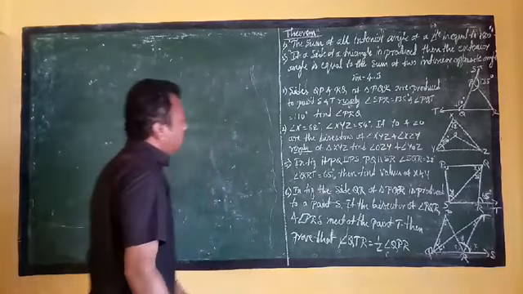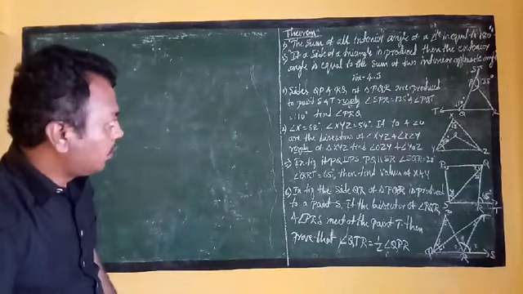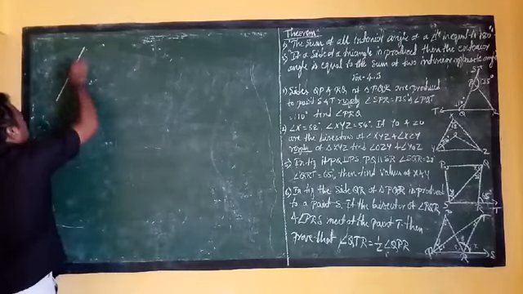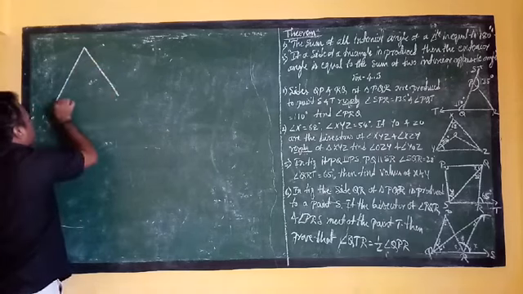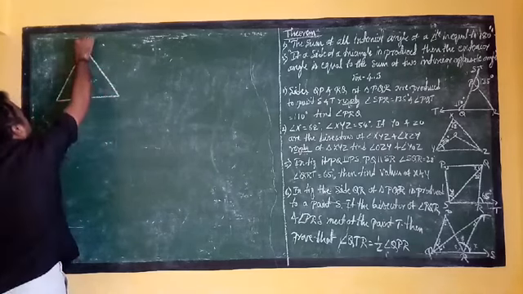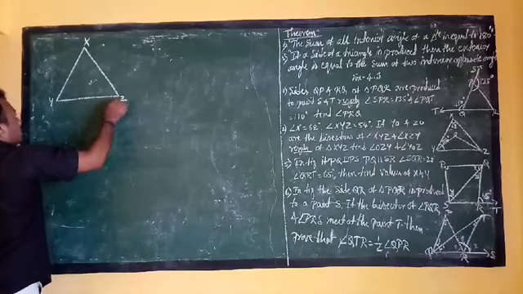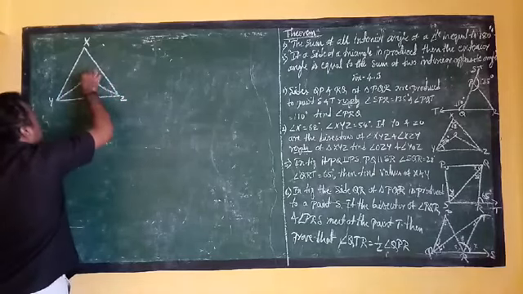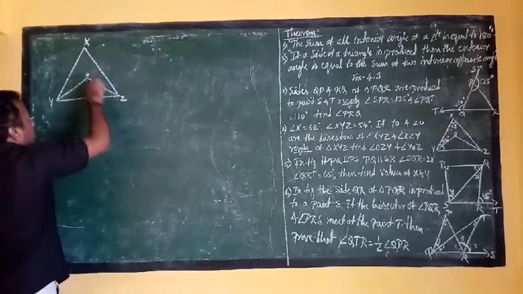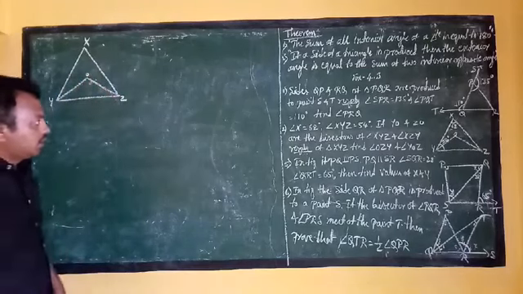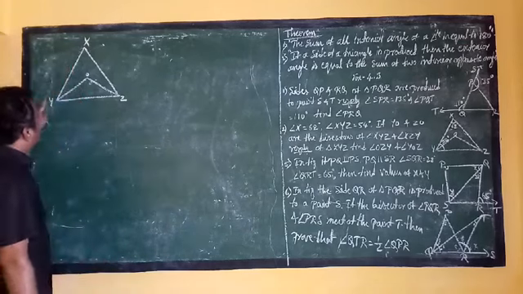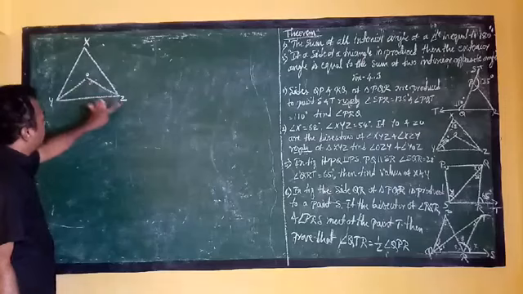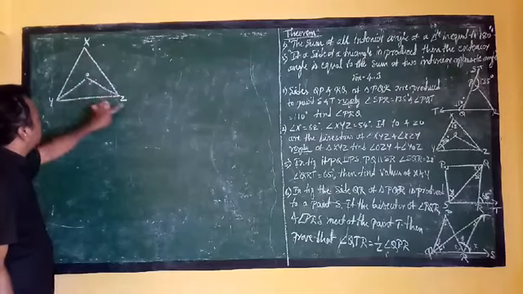Okay students, angle X is equal to 62 degrees, which is already given. And then we will draw the diagram first. X, Y and this is Z. So YO and ZO are the angle bisectors. YO is the bisector of angle XYZ. ZO is the bisector of angle XZY.